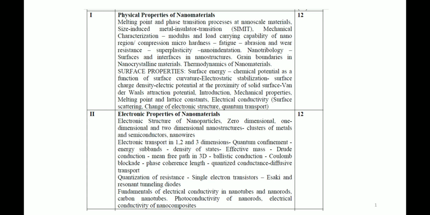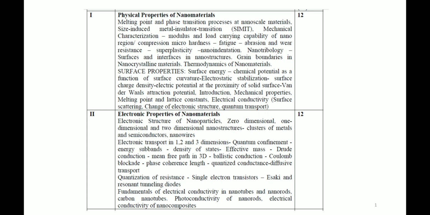Now in this semester, we are trying to see how the properties of nanomaterials are going to change when we take the material from the bulk scale, that is the micro scale, to the nanoscale. As far as the properties are concerned, there are four important types of properties of the material. The first is the physical properties of nanomaterials, like the melting point.